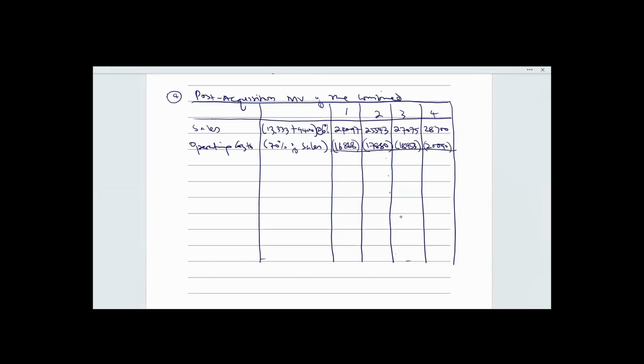So find the difference. 24097 minus 16,868 equals 7229. We have tax at 30%, so multiply by 0.3, 2169. Next one, 25543 minus 17,880 equals 7663, multiplied by 0.3 equals 2299.